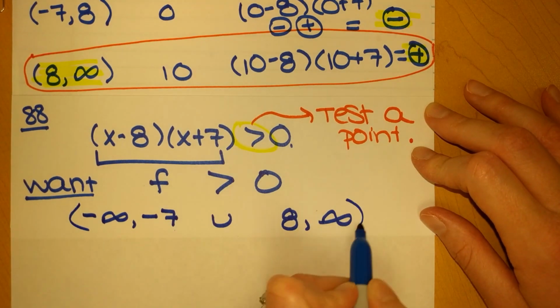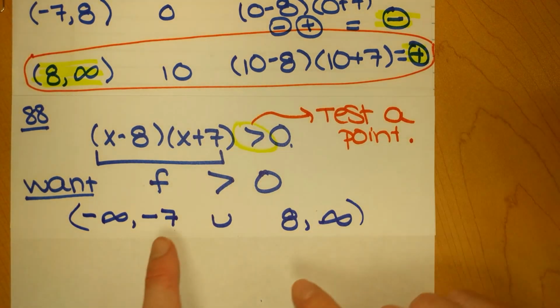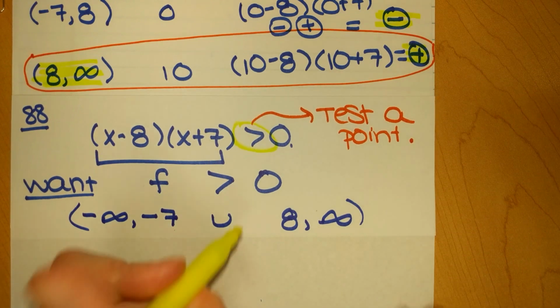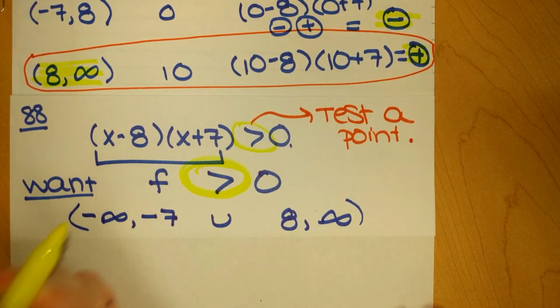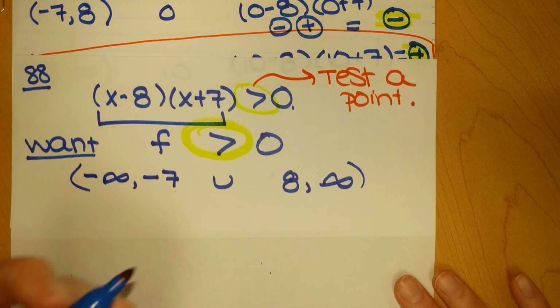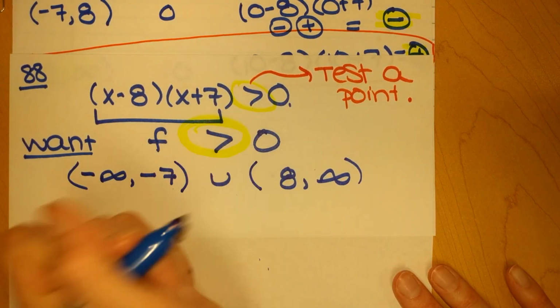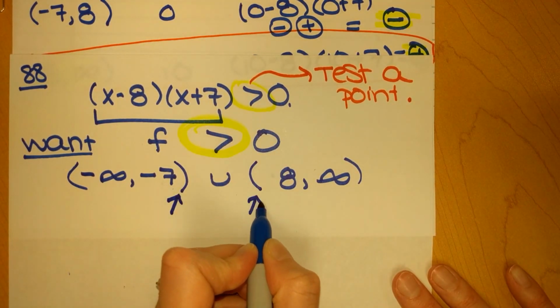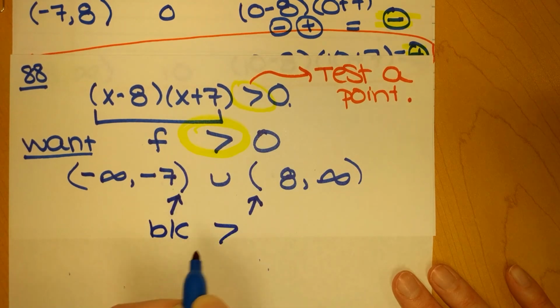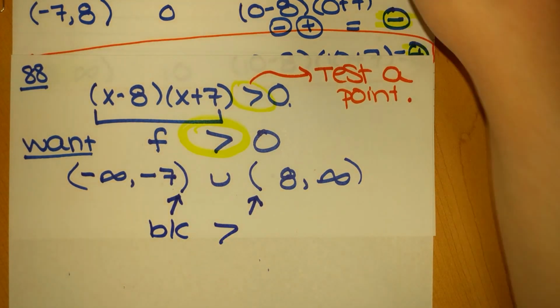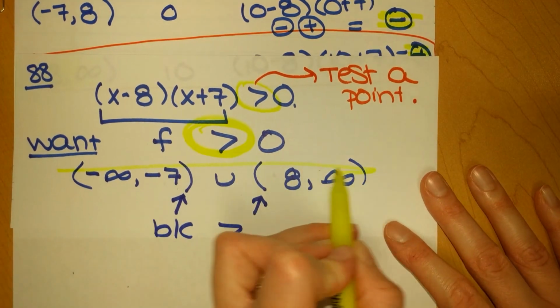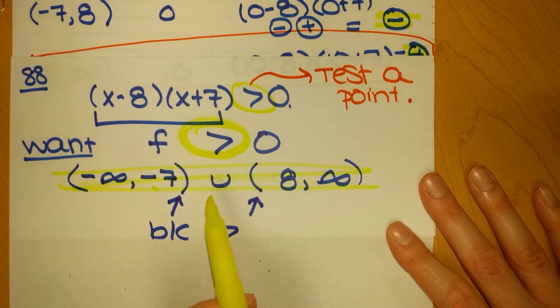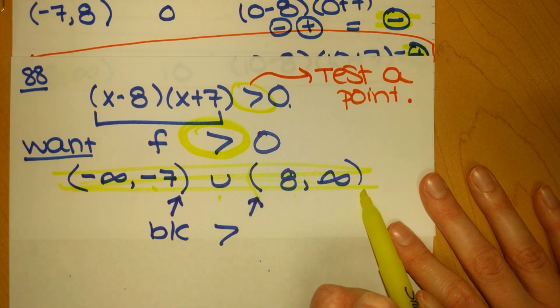Now, the infinities always get parentheses, but for the negative 7 and the 8, because this particular question was strictly greater than, we will put a parenthesis here and a parenthesis here. So our final answer would look like this. We would have negative infinity to negative 7, union, parentheses, the 8 to infinity.